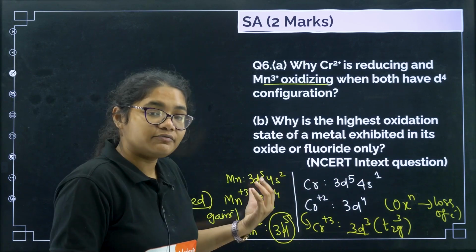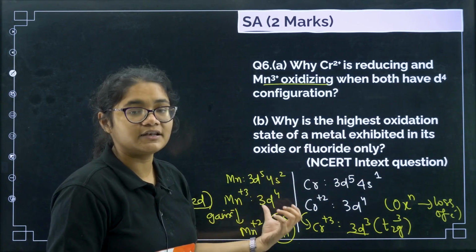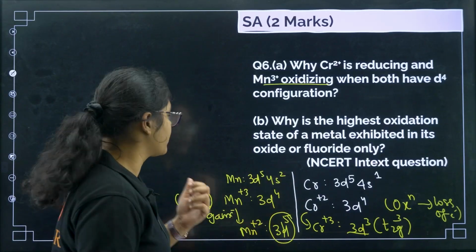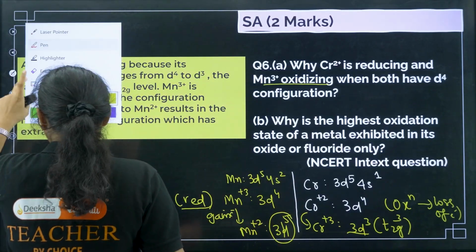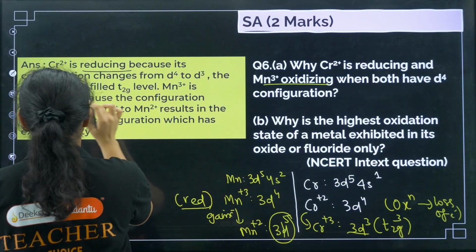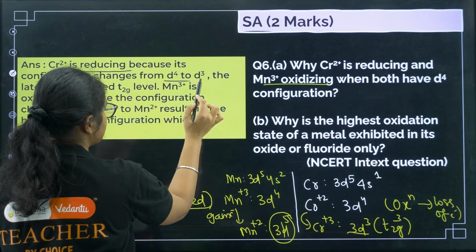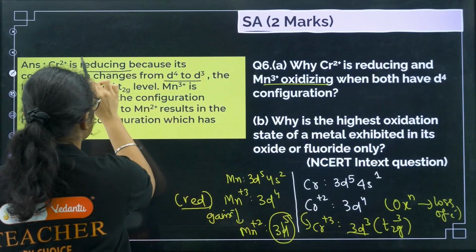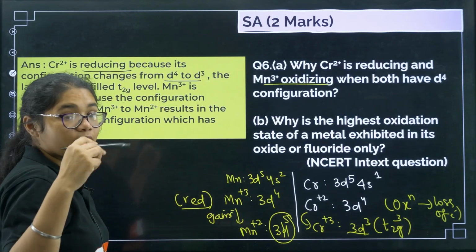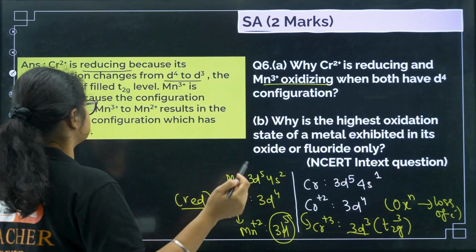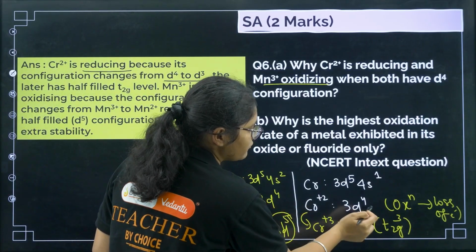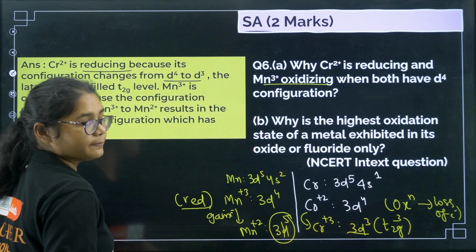Mn3+ itself is going through reduction, so it will behave as an oxidizing agent. Okay, so you can see here, Cr2+ is reducing because its configuration changes from d4 to d3. If it is reducing, it will reduce others, itself it will get oxidized. Oxidized means loss of electrons, right? So loss of electrons means +2 to +3. Configuration changes from d4 to d3, right?